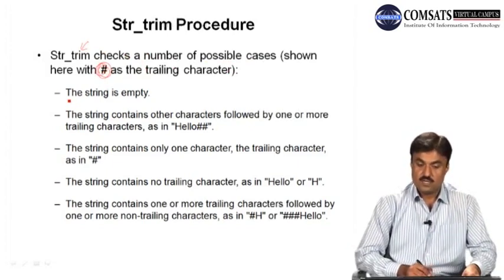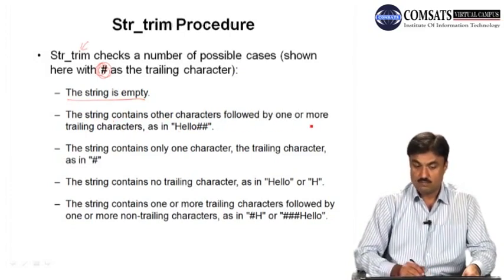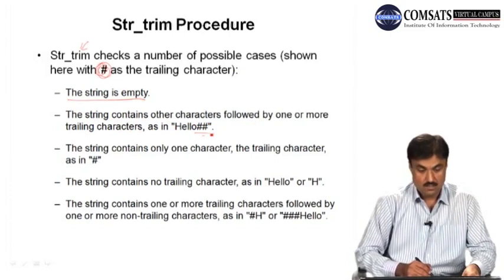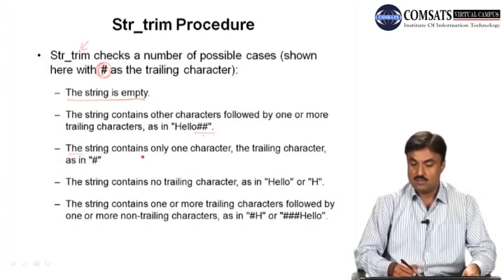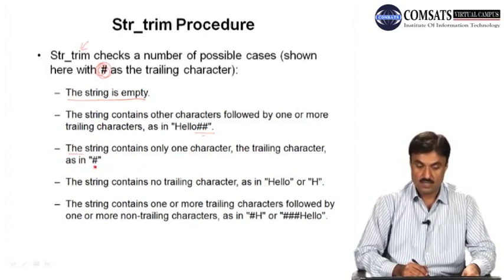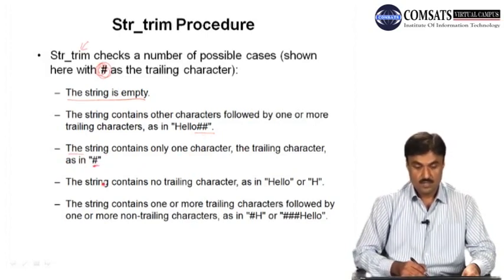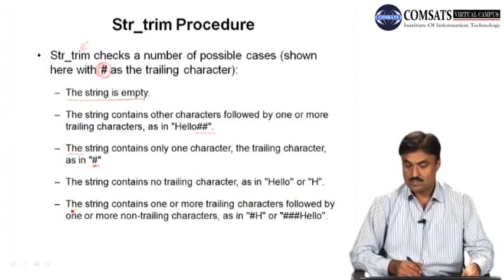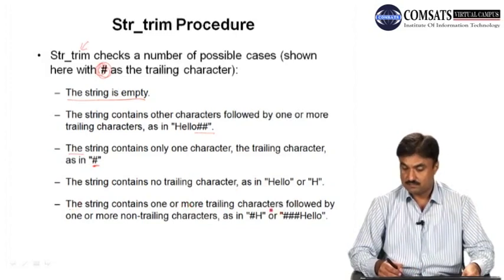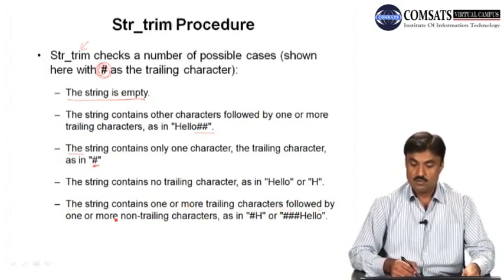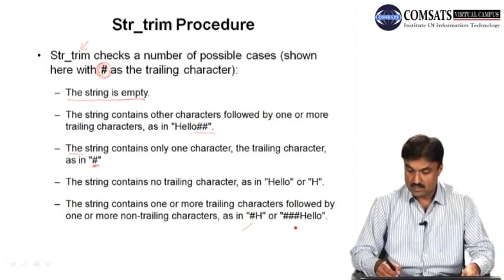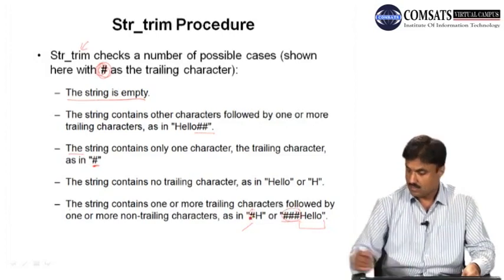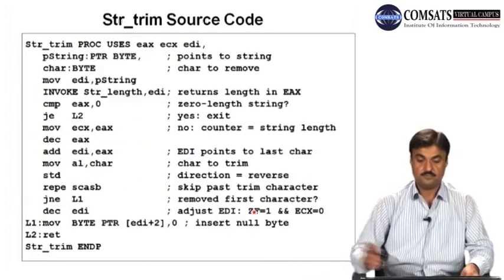For example, we have to check whether the string is empty or not. A string contains other characters followed by one or more trailing characters. Then we have to check whether the string contains only one trailing character. So how many trailing characters are there? A string contains no trailing character at all, for example. And the string contains one or more trailing characters followed by one or more non-trailing characters. So this may be the case. It means we do not trim this one; we have to trim this area, and so on. So we have to check all these conditions.